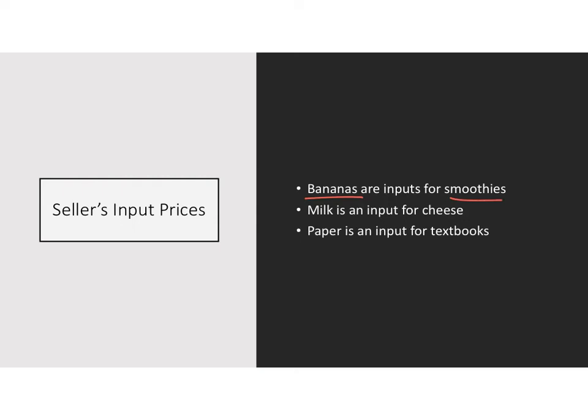Milk is an essential ingredient or input for cheese. Paper is an essential input for textbooks. And so when we see a change in the price of an input, bananas, milk, paper, we would expect to see changes in the supply of the goods which use these inputs, smoothies, cheese, and textbooks.